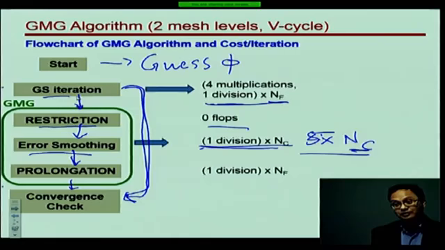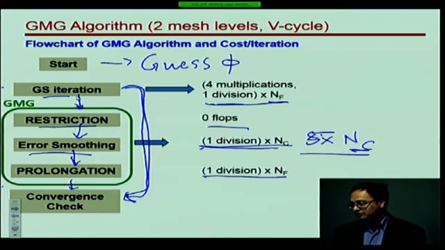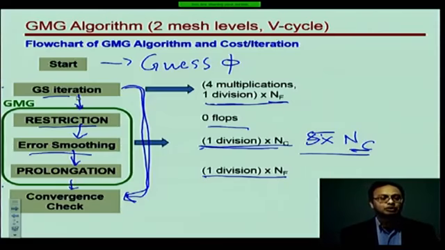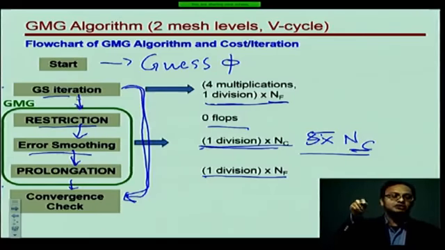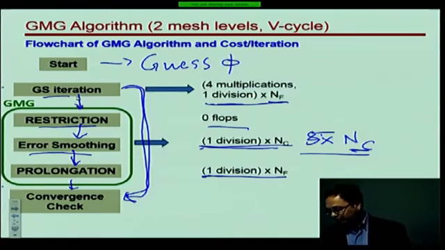Okay, and then here you're doing one division, because you have to do that interpolation. Now I'm assuming that all the nodes will require interpolation. In reality, that's not the case. But if all the nodes require interpolation, then you will need one division. That division is either the division by 2 or 4, in the interpolation formula. So that's the number of floating point operations you have for the interpolation or the prolongation step.